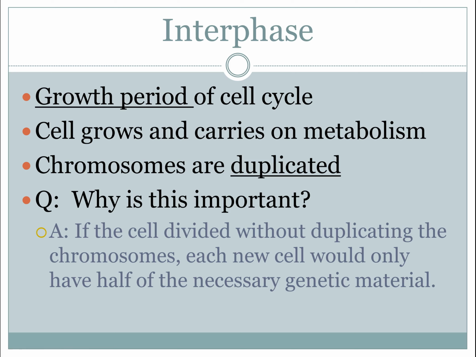detrimental for the cell because there's no way that a cell could survive with half of the genetic material because it just wouldn't have all the instructions that it needs to carry on metabolism. So rather than having the chromosomes divide in half and have half left every time the cell divides, we need to duplicate the chromosomes so that when there are two new cells from the one cell, both of the new cells have the complete number of chromosomes.